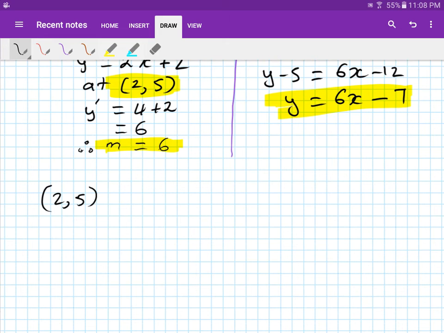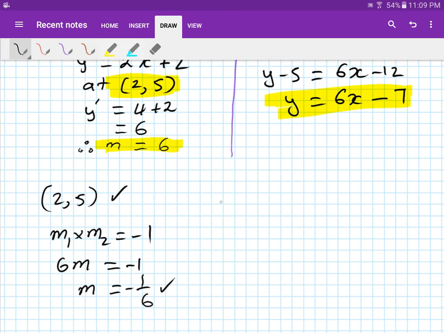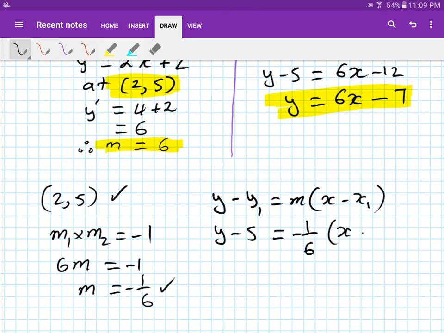Now remember, because it's normal, m1 times m2 equals negative 1. In this case, I already found the gradient m1, which is 6. So you go 6 times m2 equals negative 1, so I can just write 6m equals negative 1. Therefore m is minus 1 over 6. I've got the point and I've got the gradient. Now I just use this formula: y minus y1 equals m(x minus x1). So y minus 5 is equal to minus 1 over 6, times (x minus 2).